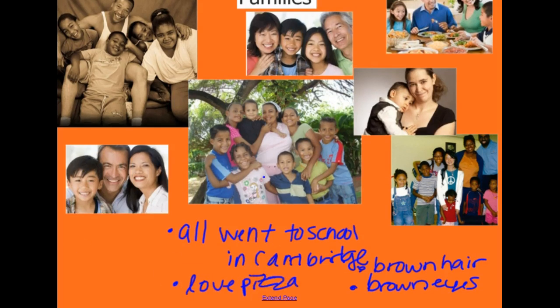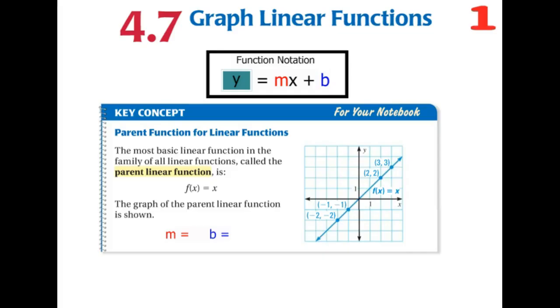My family, we're also different. We have things that are different from each other. For example, my brothers are taller than me, and my sister is shorter than me. So we have similarities and we have differences. Today we are going to be comparing graphs and talking about their similarities and their differences.